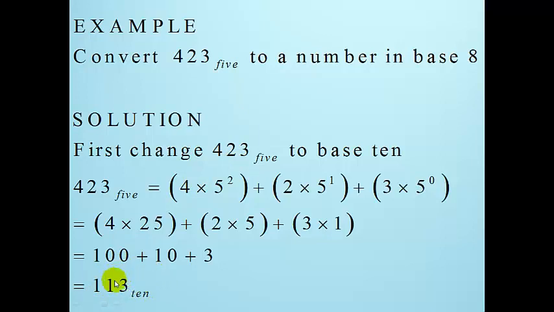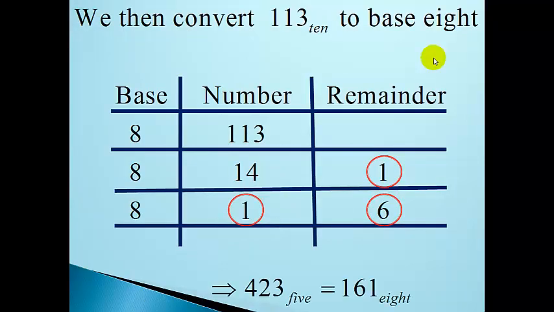Then we convert 113 base 10 to a number in base 8. So the first thing you have to do is to convert to base 10. After converting to base 10, you then convert to the required base, that is base 8. Now we convert 113 base 10 to base 8. In tabular form, we have the base, the number, and the remainder. The base is 8 and the number is 113.